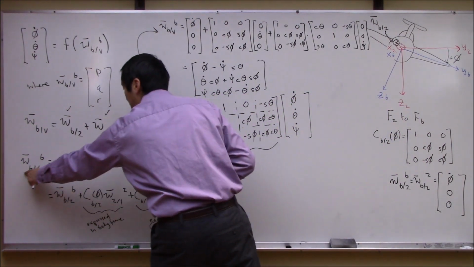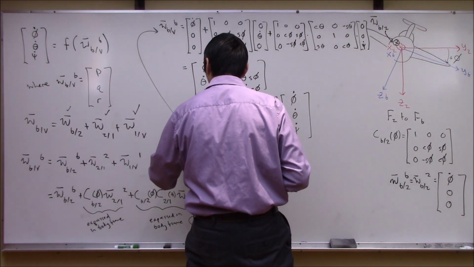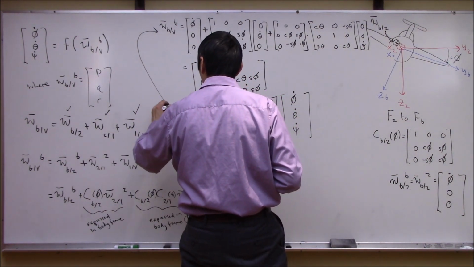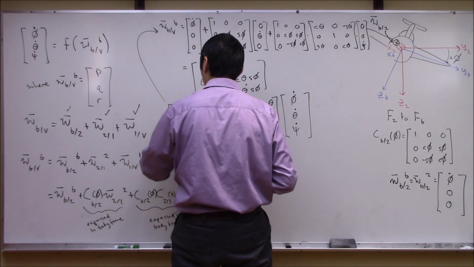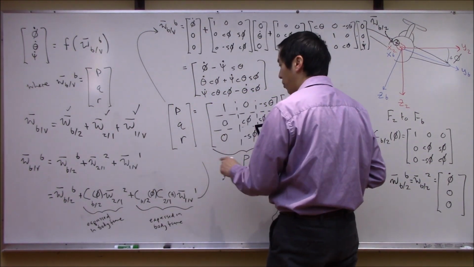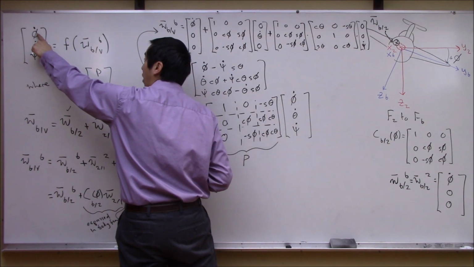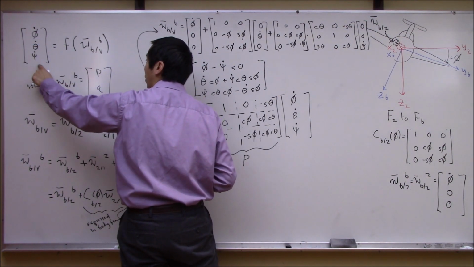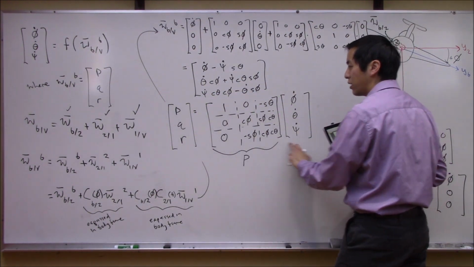This was omega B with respect to V expressed in the body frame, right? That is just P, Q, and R. So here's P, Q, and R. We're almost there, because if you remember, at the very beginning we said, I actually want to isolate and find out how phi dot, theta dot, and psi dot are some function of P, Q, and R. Well, here's the thing I want.